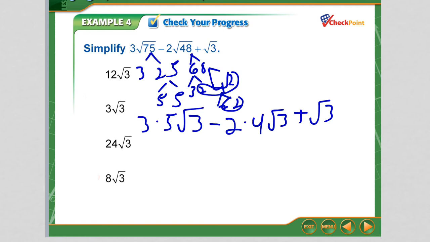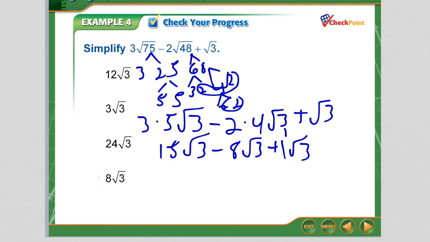Let's go ahead and simplify this. 3 times 5 is 15 times square root of 3, minus 8 square root of 3, plus square root of 3. 15 minus 8 would give us 7, and then plus the square root of 3. Remember, that's the same as 1 square root of 3, so that would give us 8 square root of 3.